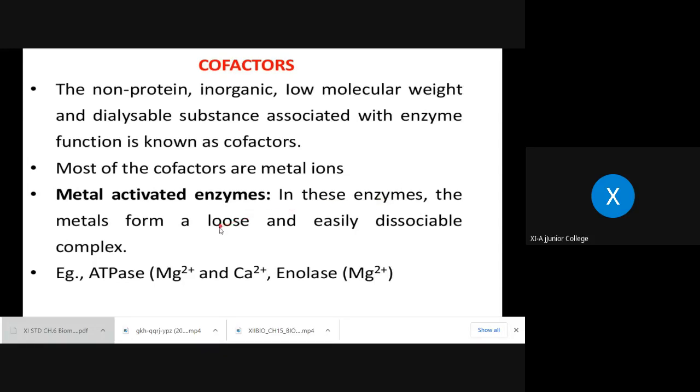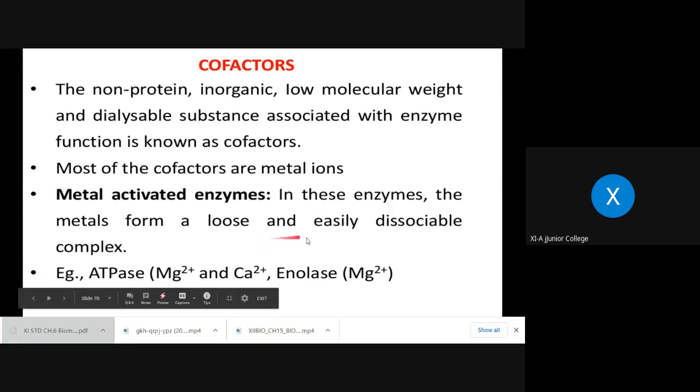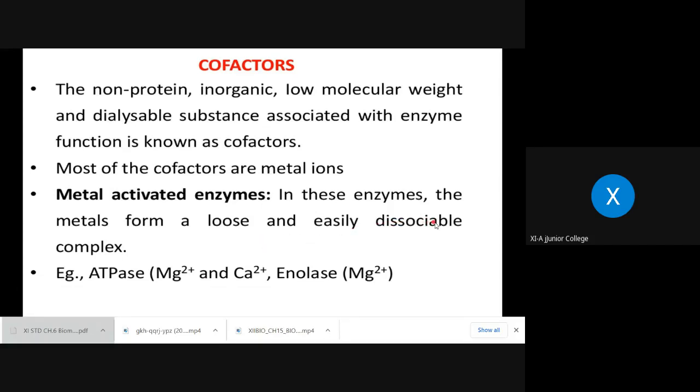Generally these are all metal ions. Some examples are ATPase, where Mg plus 2 and Ca plus 2 are cofactors, and enolase, Mg plus 2. ATPase is the enzyme generally. Now how this nomenclature comes, that we will discuss right now. The enzyme which is responsible for acting on the ATP, that is adenosine triphosphate, is called ATPase, and the Mg plus 2 ions and Ca plus 2 ions are the metals, so these are the cofactors.